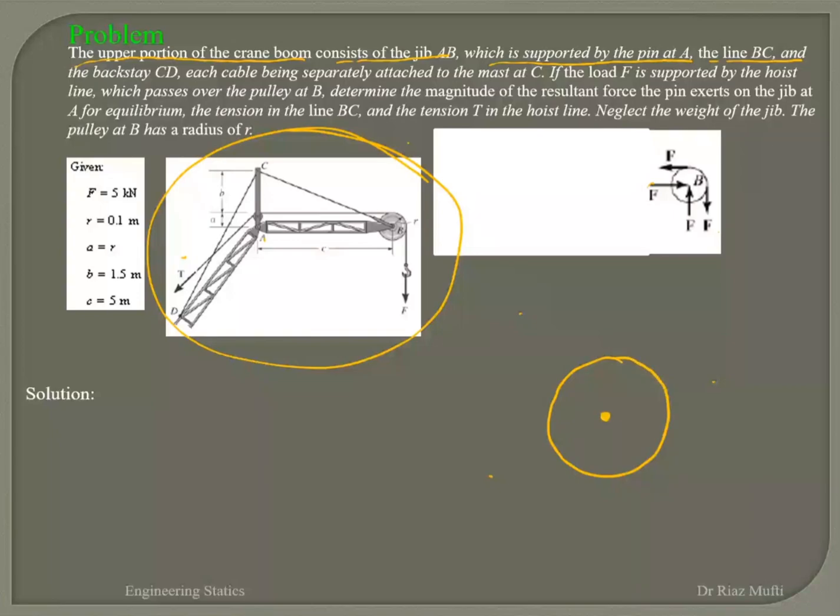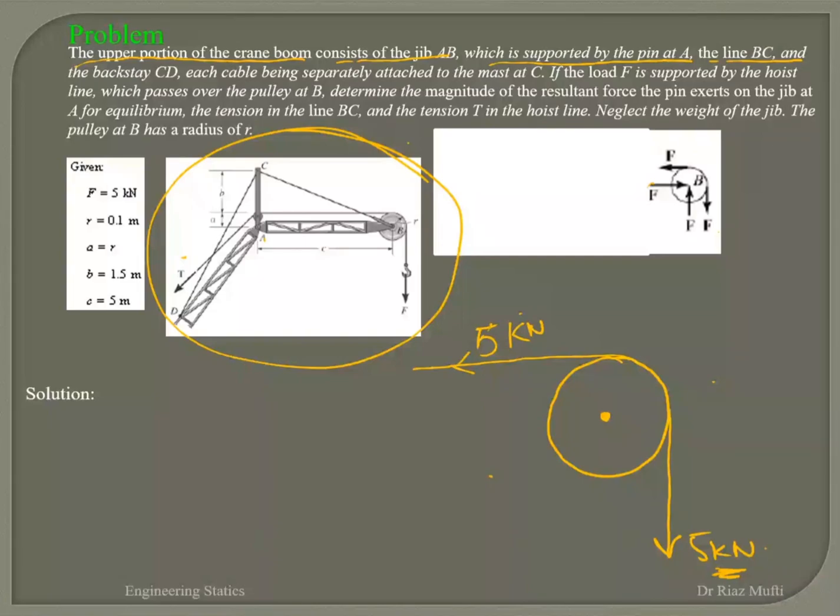So the pulley has got a cable here that's acting downward, and there's a force of 5 kilonewton on it. And the same cable is going here. So that's another force of, because it's a frictionless pulley, so you know that whatever tension is here, the same tension will be here. So 5 kilonewton. Do you agree with me? Yes, sir.